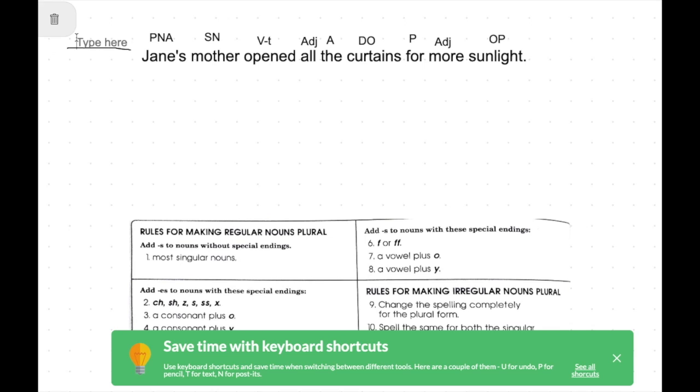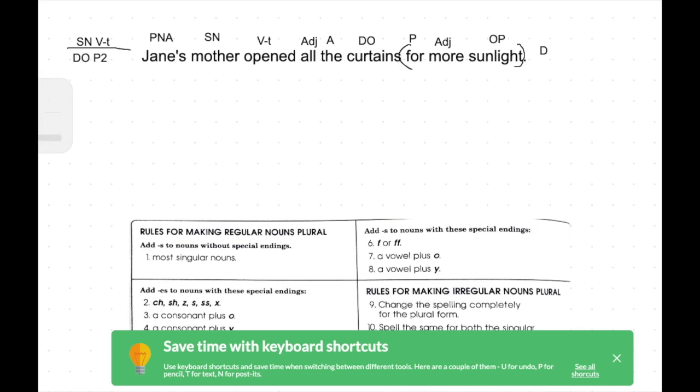This is subject, noun, verb, transitive, direct object, pattern 2. Let's put parentheses around our prepositional phrase, for more sunlight. Period, statement, declarative sentence. So put a D at the end.